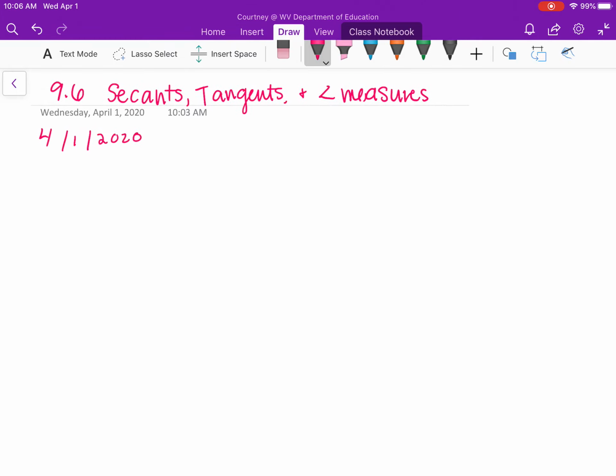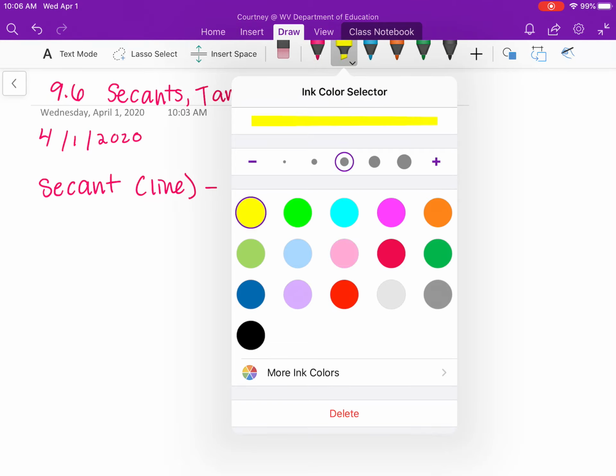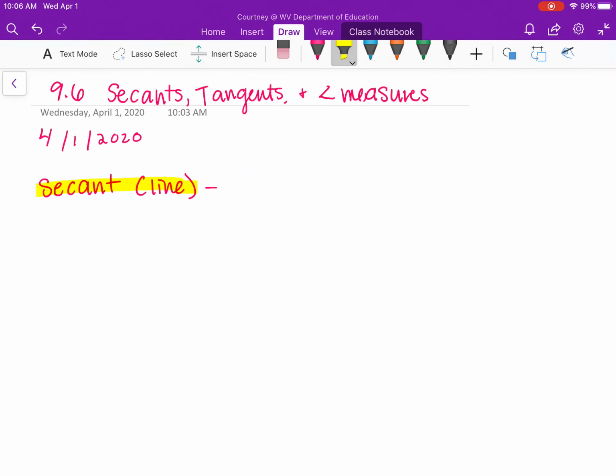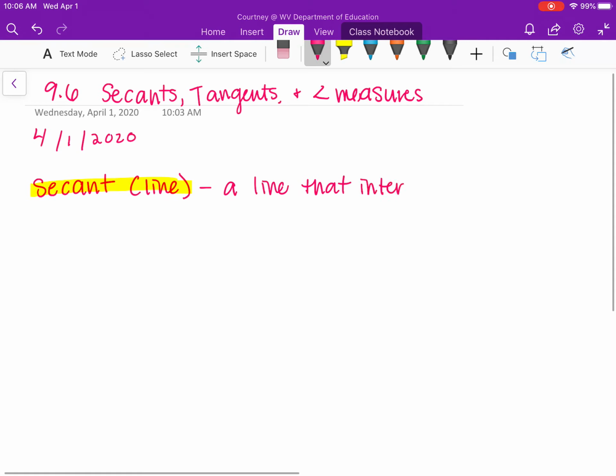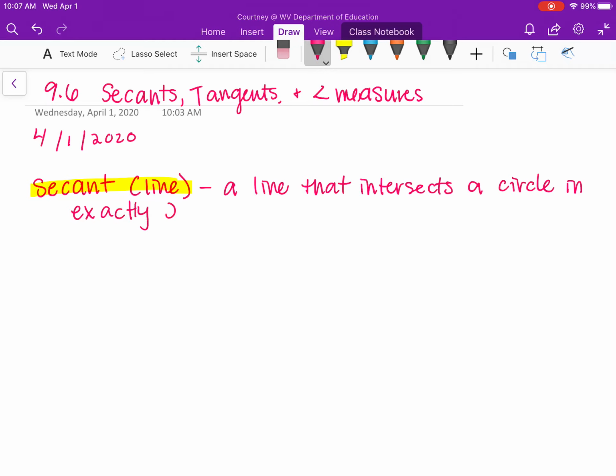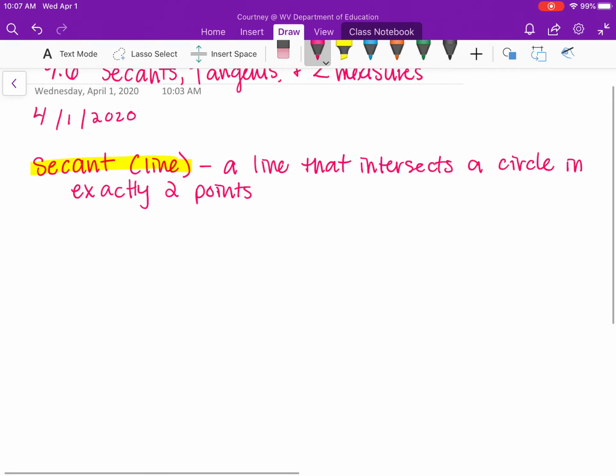We know what a tangent is, but we don't yet know what a secant is. So I'm going to write a definition of a secant, or a secant line, as I like to say. Secant line. That is a line that intersects a circle in exactly 2 points now, instead of just 1 point like a tangent line.